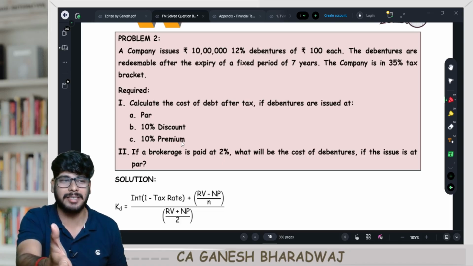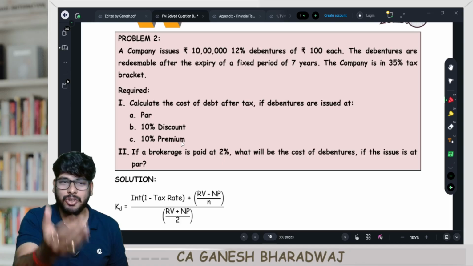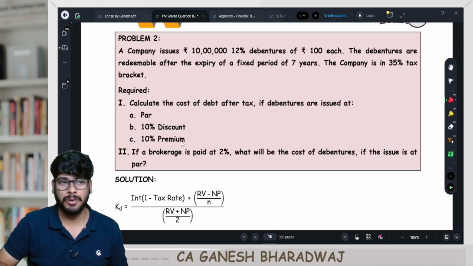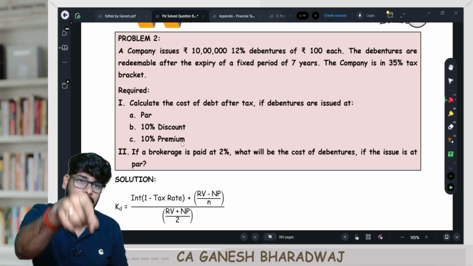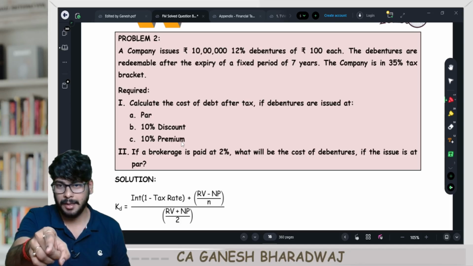Actually, that's not a CA exam then. Right? You should know. Tomorrow you're sitting for an interview, right? And if someone is asking you the logic of why you are calculating KD, why KD has this formula, now you will be able to tell them, right?